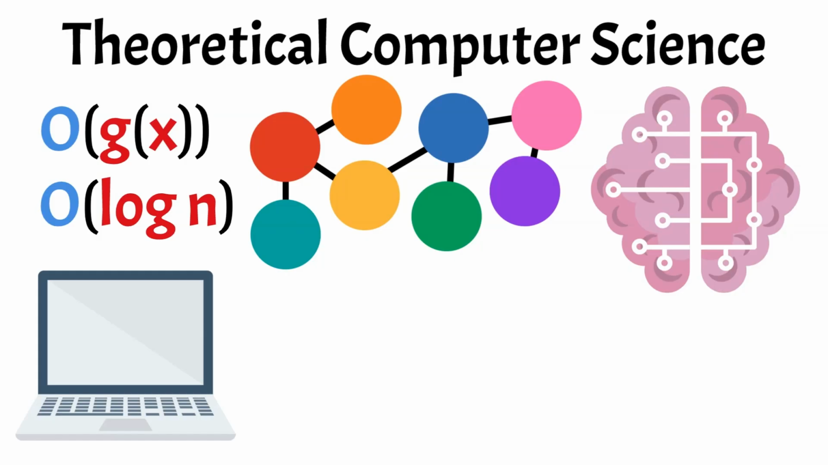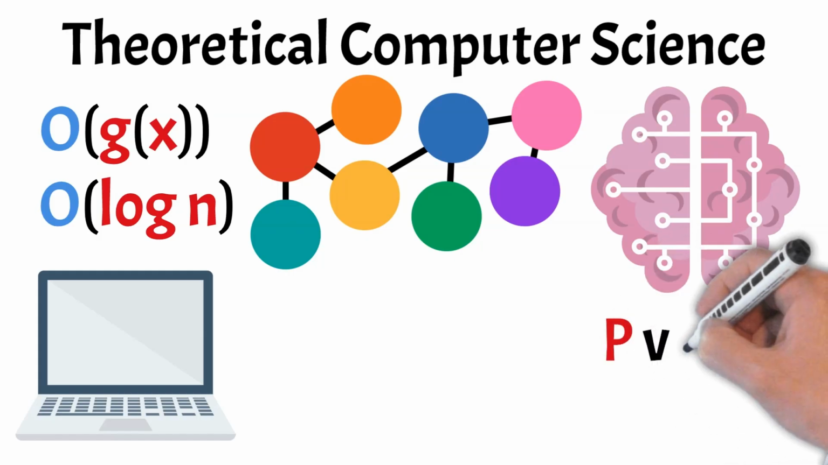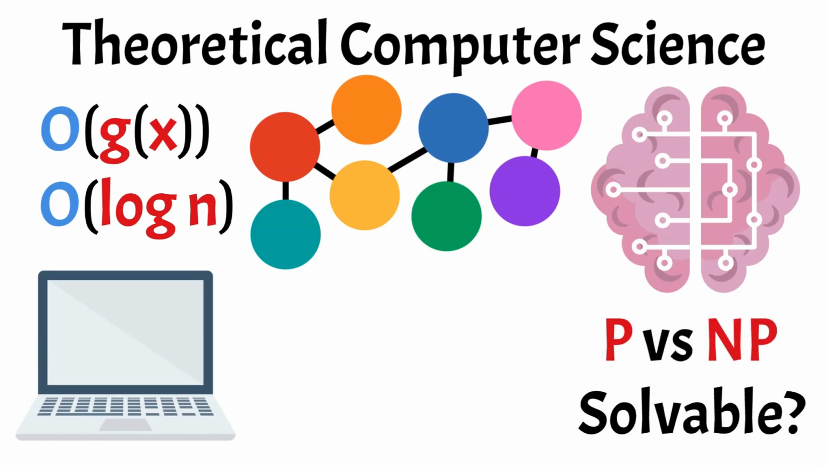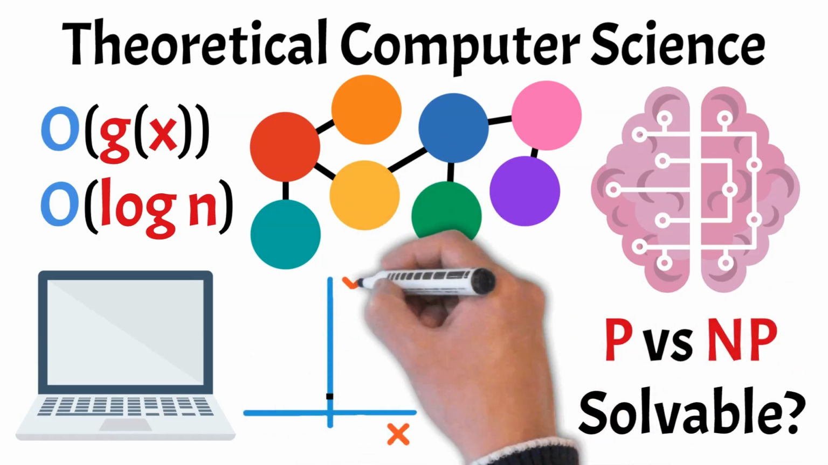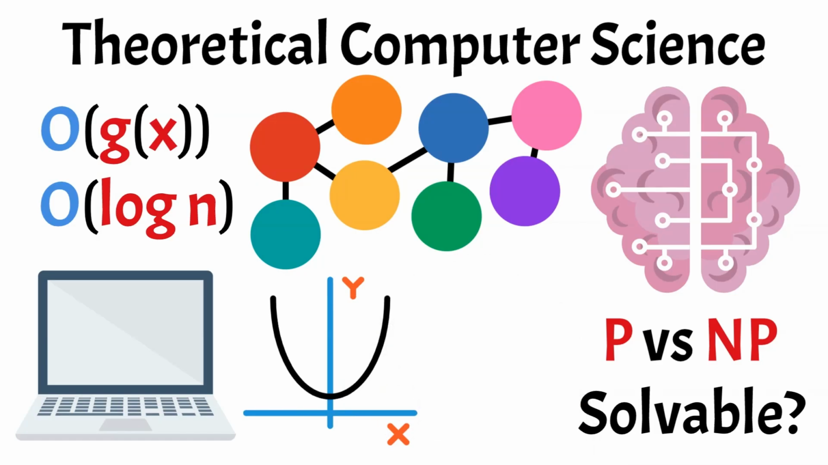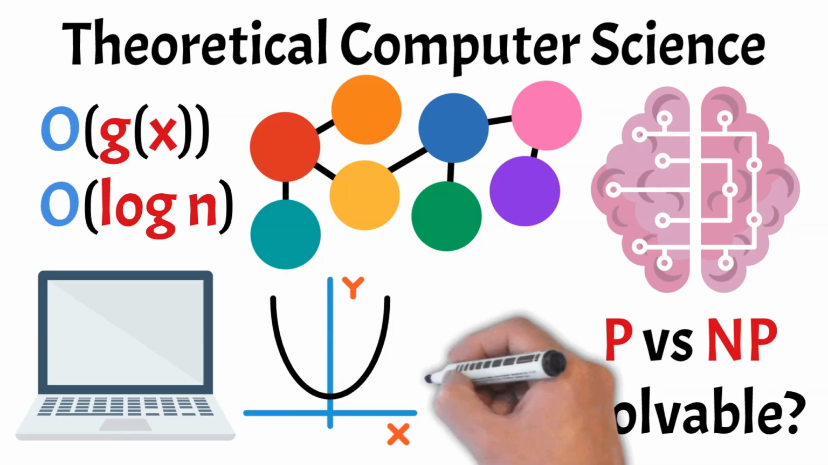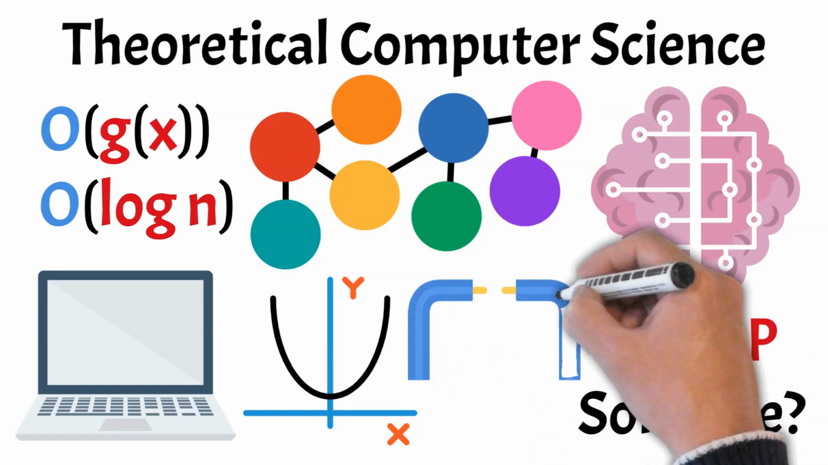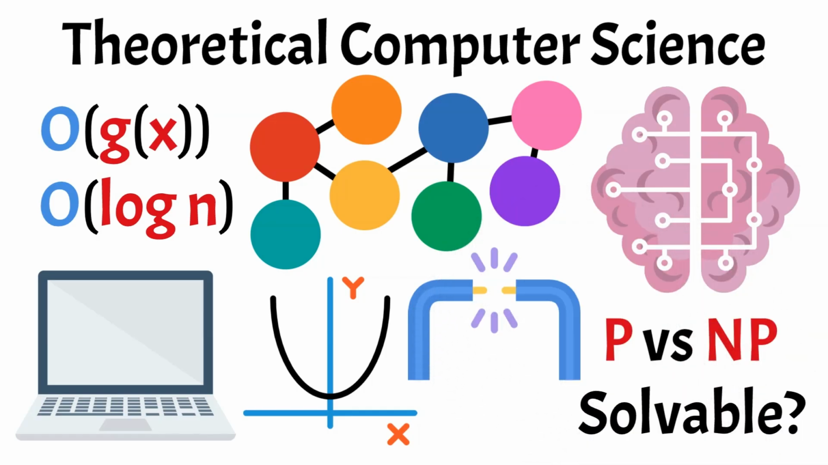One of its biggest unsolved questions, the P versus NP problem, challenges our understanding of what problems computers can solve efficiently. Even areas like cryptography and AI rely on these mathematical foundations. Without theoretical computer science, modern computing would lack the structure and efficiency that power today's technology.